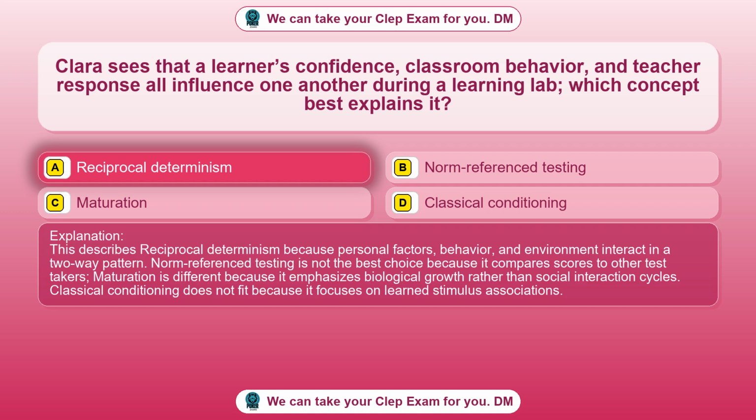This describes reciprocal determinism because personal factors, behavior, and environment interact in a two-way pattern. Norm reference testing is not the best choice because it compares scores to other test takers. Maturation is different because it emphasizes biological growth rather than social interaction cycles. Classical conditioning does not fit because it focuses on learned stimulus associations.